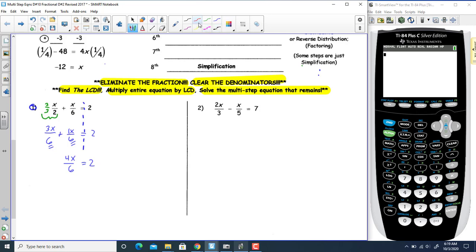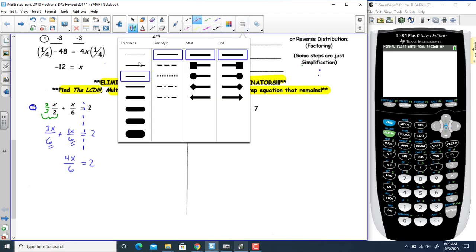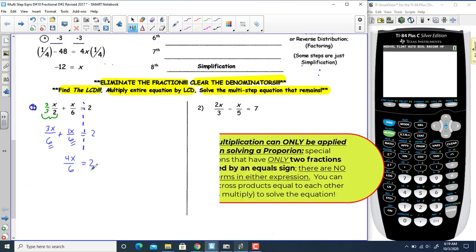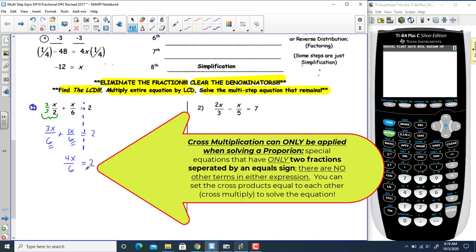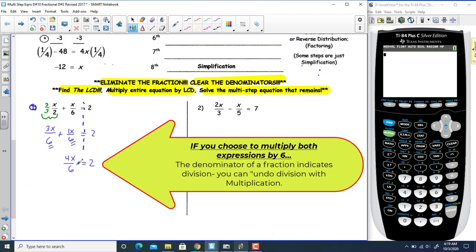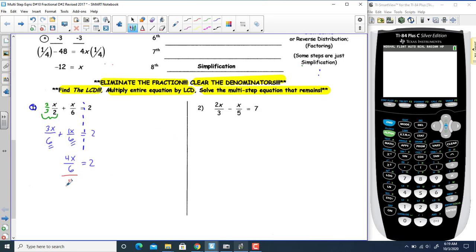There are several ways to approach the equation at this point. You might choose to put 2 over 1 and cross multiply, interpret it as a proportion. You might also choose to recognize that since you're working with a fraction, it would be efficient to multiply both expressions by 6, undoing division or multiplication. Or you might choose to divide out the coefficient of 4/6 on x. You might say the opposite of multiplying is dividing.